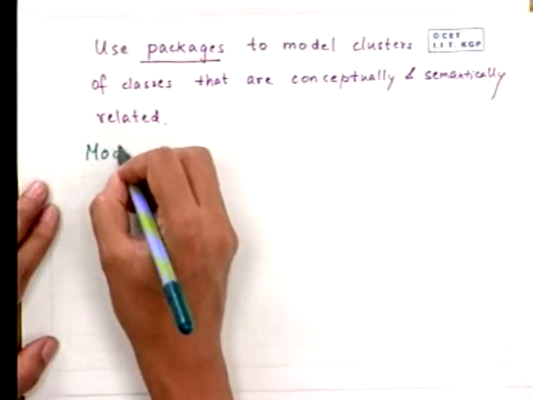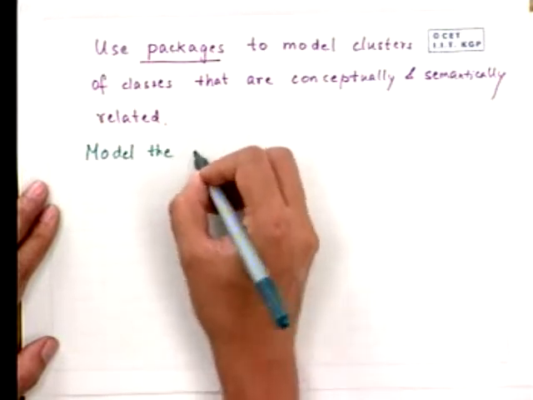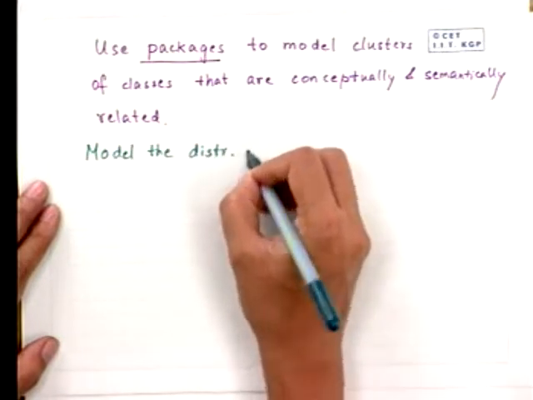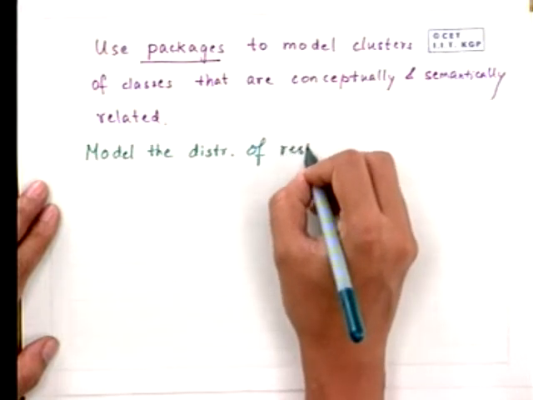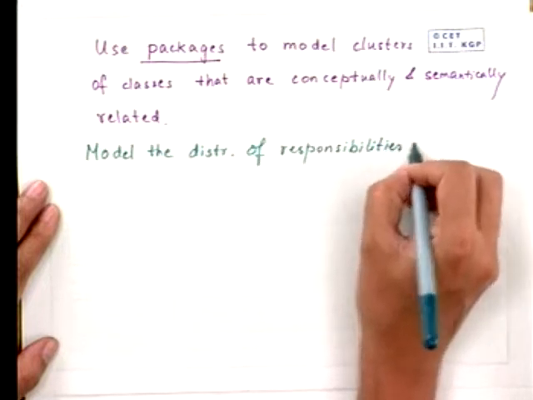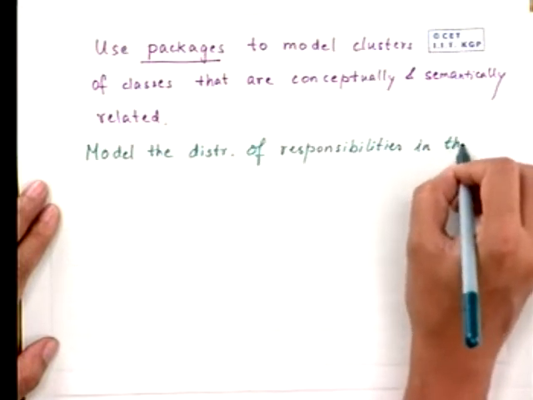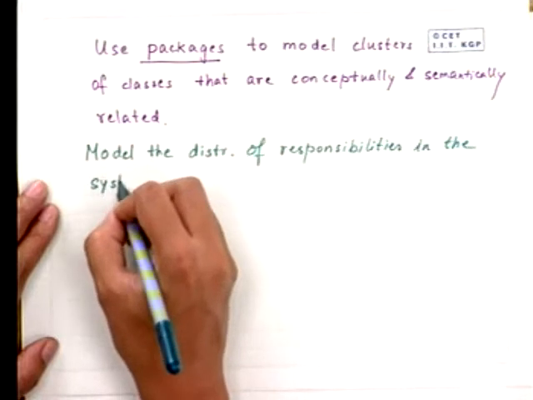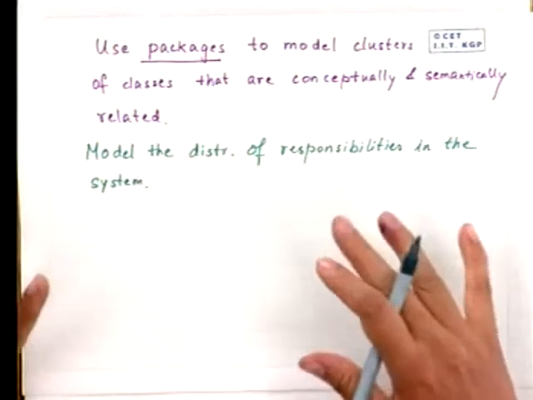Then we also have to model the distribution of responsibilities in the system. See that the classes are crisply defined and the responsibilities are balanced between the classes, so that none of the classes are either too small or too big.